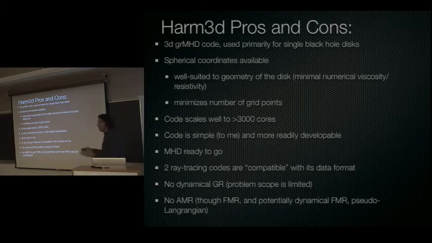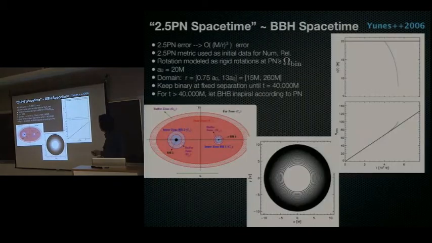But ultimately, we can't solve Einstein's equations with HARM. I'm not sure if we had plans to, but that's a shortcut. So we're using the post-Newtonian framework, and the post-Newtonian framework that we're using is that of Yunes et al. Essentially, what you do is use approximations to represent the spacetime in different zones.